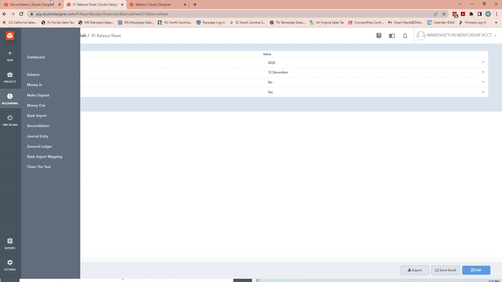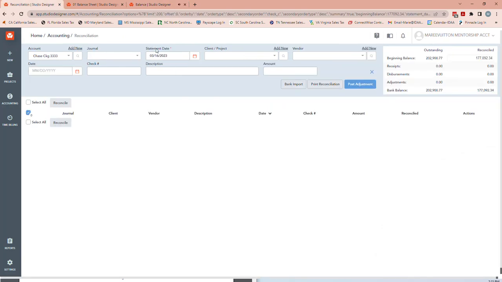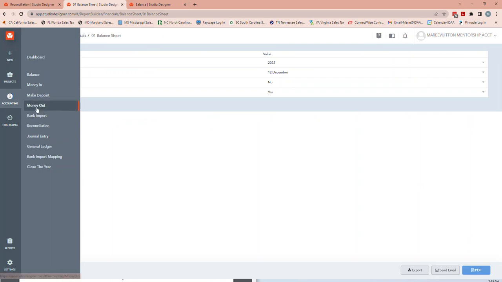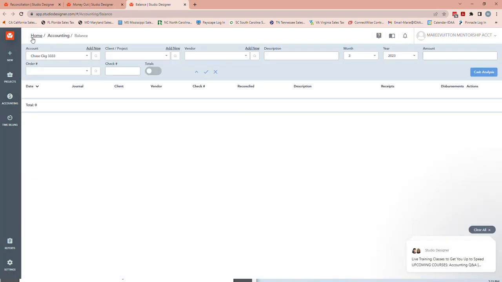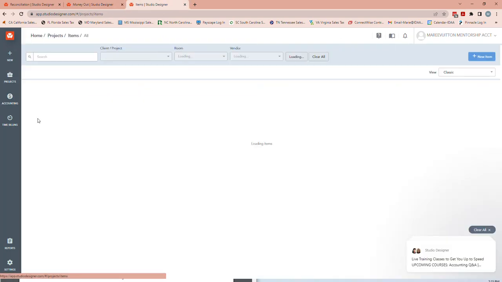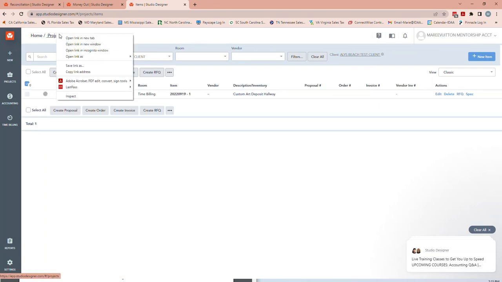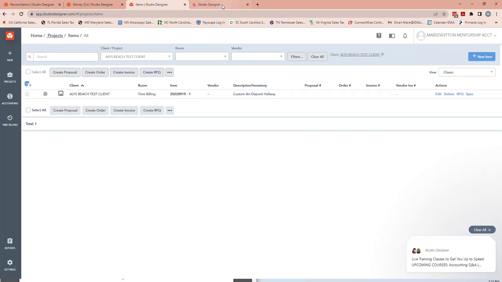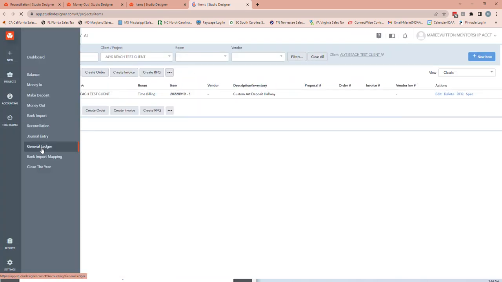So from here, you will always notice that I work with multiple tabs, okay? Multiple tabs eliminate the need to go in and out of one section. So I might do money out for posting. I might put this as items because I want to look at things. I might even open one more for general ledger, okay? And I'm going to dive into that in just a little bit. So let's get this over.